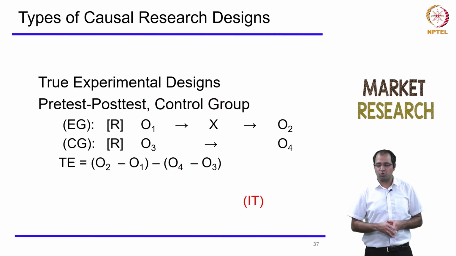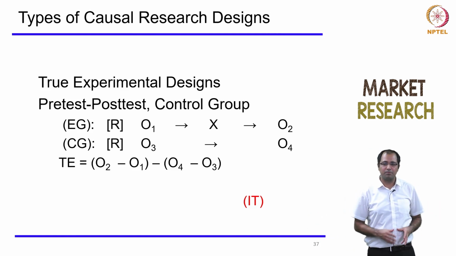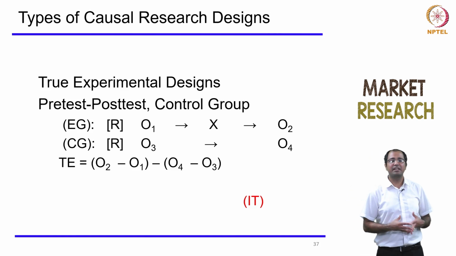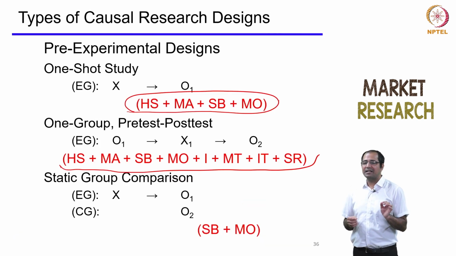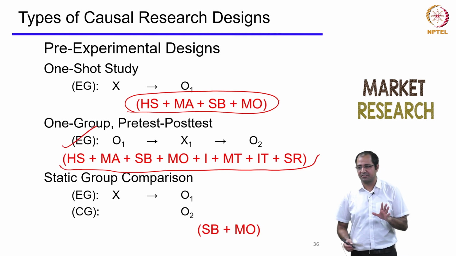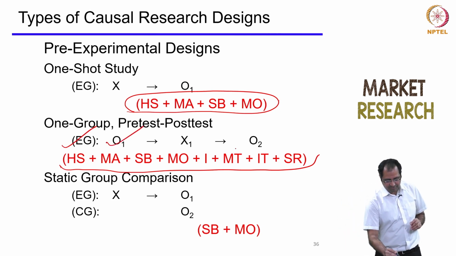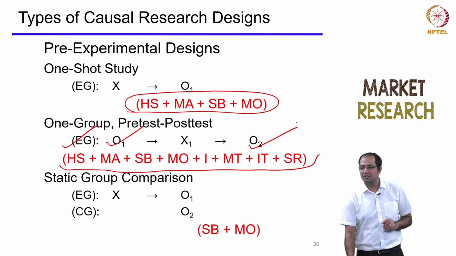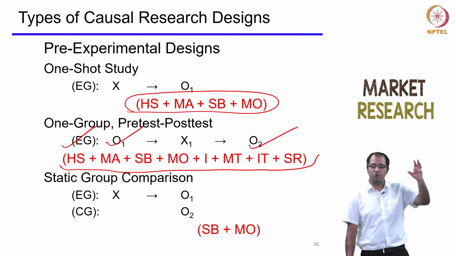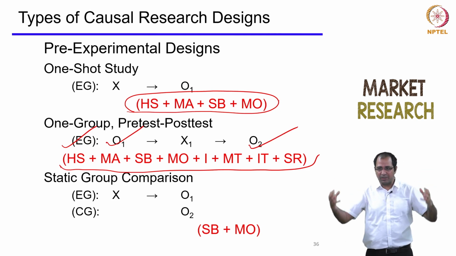Now the next one is true experiments, where there is randomization, where there is a control group. So we take care of many of these things. Just wanted to highlight one aspect. Let's say we are doing this one group pre-test, post-test. We have observations before and after. Let's say there are 25 people. You have observations before the experiment and after the experiment. You have 25 observations.